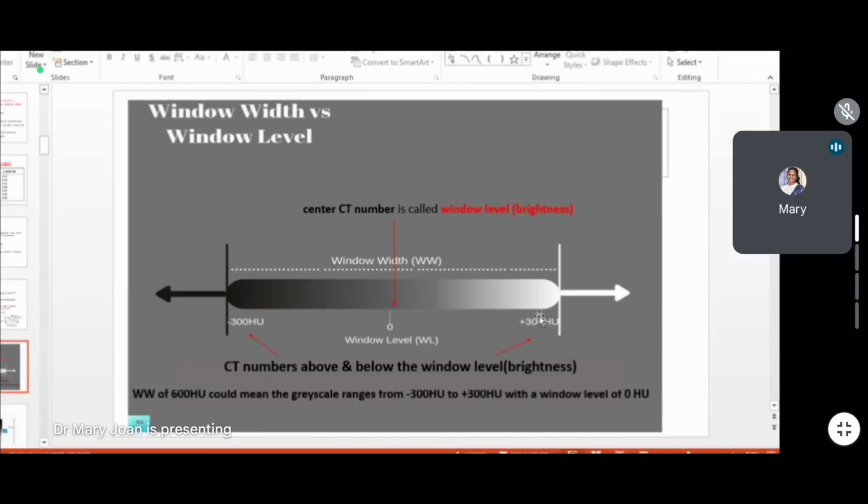So this does not get cancelled out. Here it is minus HU; only the value of the pixel or CT number gets added. So a window width of 600 means minus 300 to plus 300. It need not be exactly minus 300. It can be other values also, but this is how it is understood.